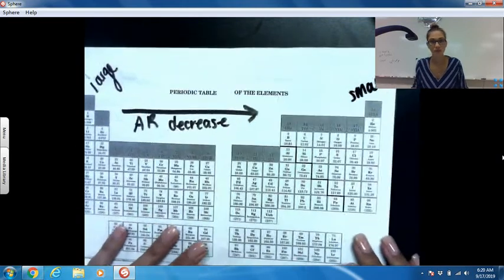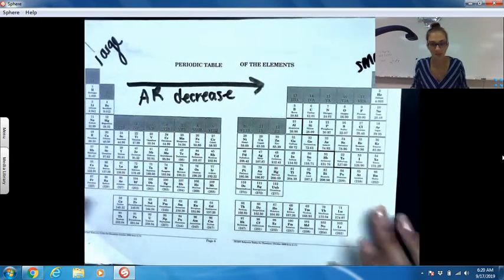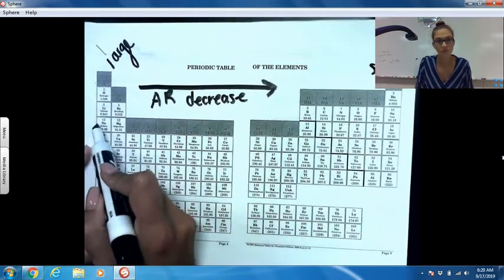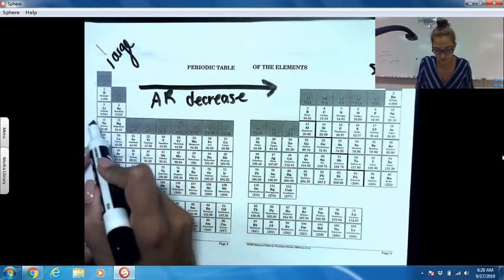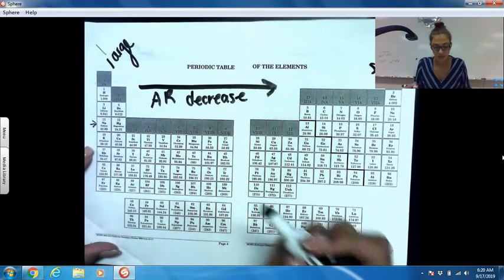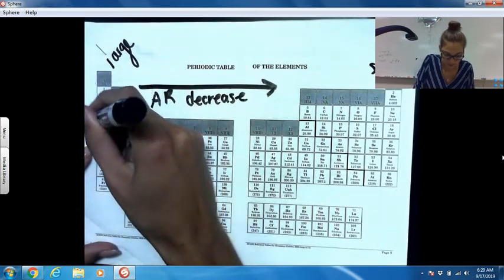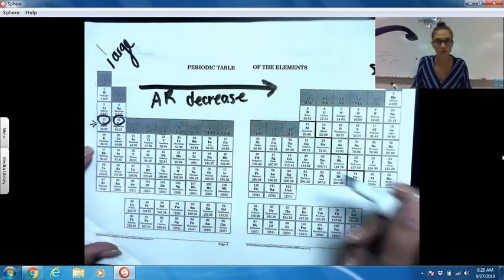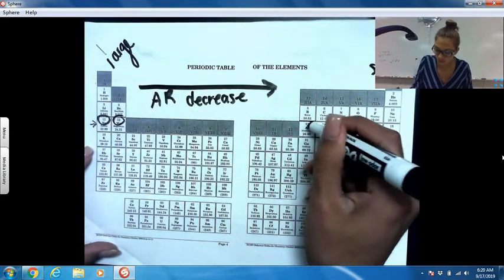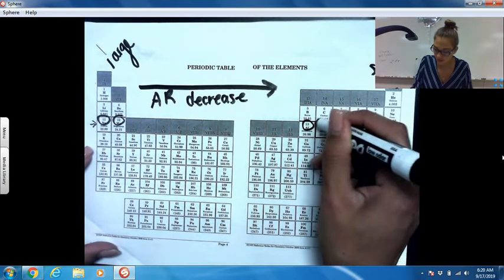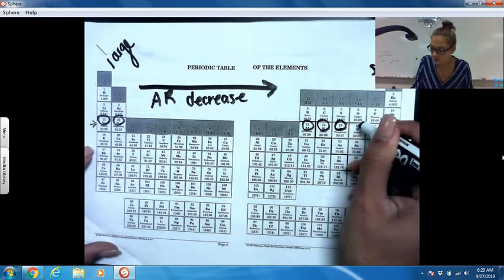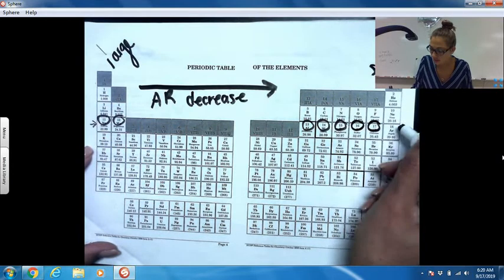Okay, so let's think about why. Let's look at the third energy level, so we're going to look at sodium. Sodium has 11 protons in the nucleus. Magnesium has 12. Aluminum has 13. Silicon 14. Phosphorus 15. Sulfur 16. Chlorine 17. And argon 18.